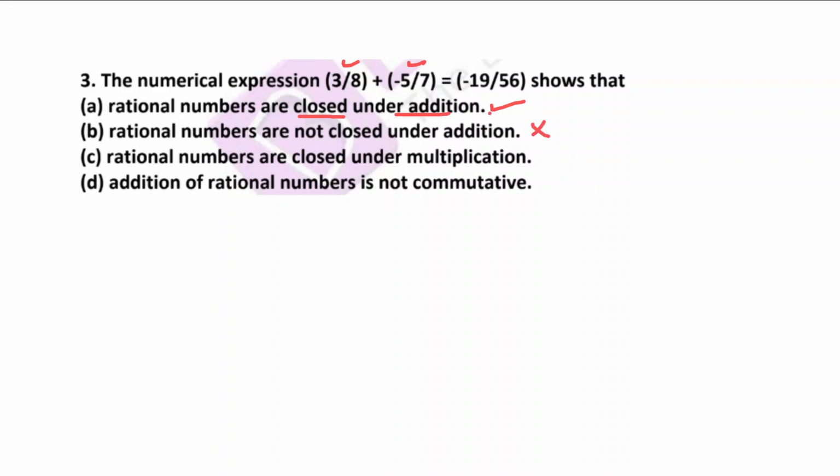This is the opposite of A, so this is not correct. Rational numbers are closed under multiplication. Here we are not talking about multiplication, it is about addition. So this option is not correct.